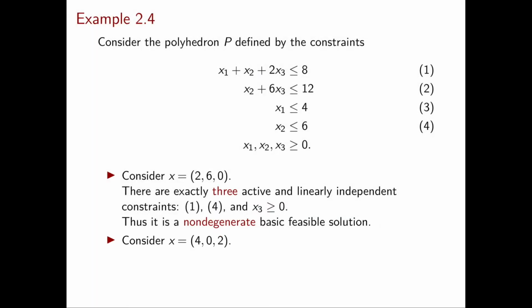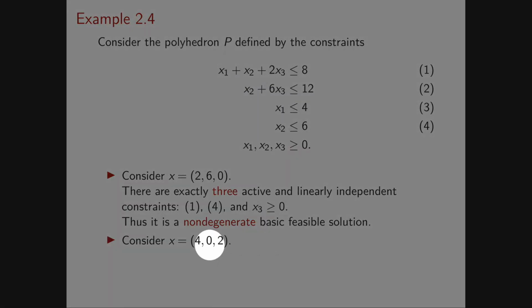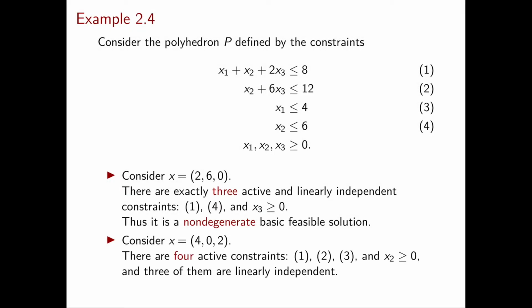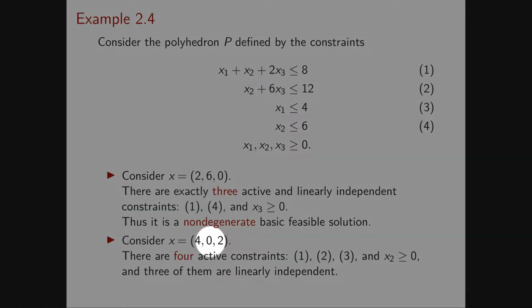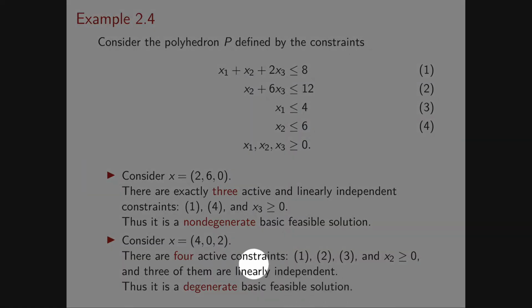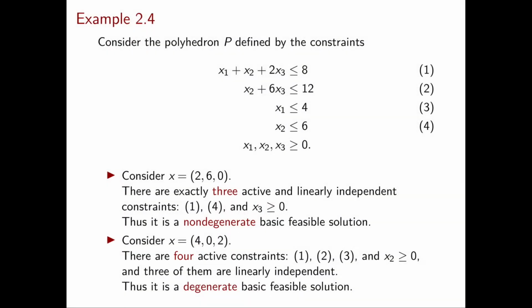On the other hand, consider now the vector x given by (4, 0, 2). You can now check all the inequalities and see that there are 4 active constraints: 1, 2, 3, and x2 greater than or equal to 0. Among these 4 constraints, 3 of them are linearly independent, and this implies that x is a basic feasible solution, but it's also degenerate because the active constraints are 4 instead of 3.